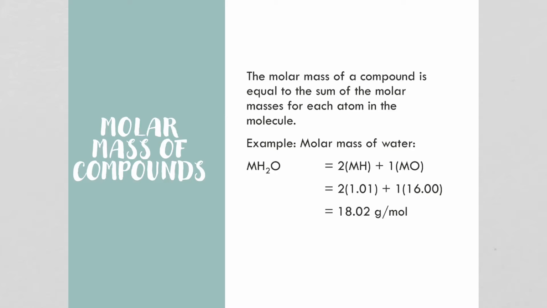The molar mass of a compound is the same as the sum of the molar masses of each atom in the molecule. So, for example, if we were to find the molar mass of water, there are 2 hydrogen atoms and 1 oxygen atom. So we have to add the molar masses of each of those together. So it would be equal to 2 times the molar mass of hydrogen, and capital M, by the way, is the symbol for molar mass, plus 1 times the molar mass of oxygen. So that would be 2 times 1.01 grams per mole plus 1 times 16.00 grams per mole. So the molar mass of water is equivalent to 18.02 grams per mole.